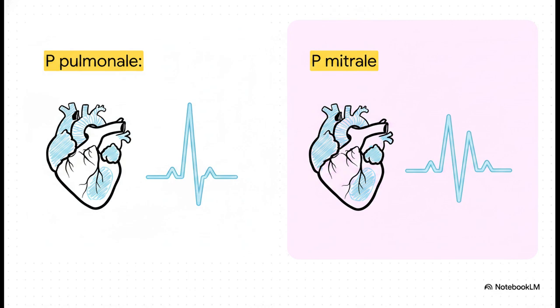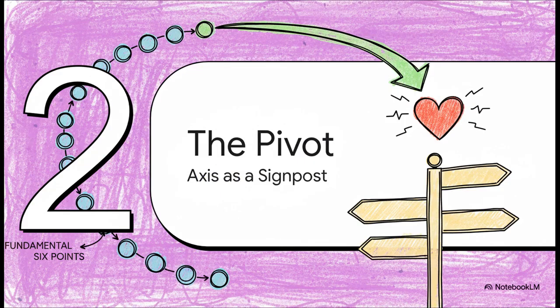You know what's really cool is how just a careful look at the P-wave morphology can give you your first big clue about atrial issues. If you see a tall, pointed P-wave, we call that P pulmonale, that's a hint towards right atrial enlargement. You see this a lot in things like COPD. On the other hand, if you see a bifid or notched P-wave, known as P mitrale, that's characteristic of left atrial enlargement.